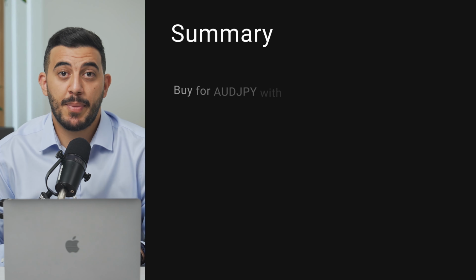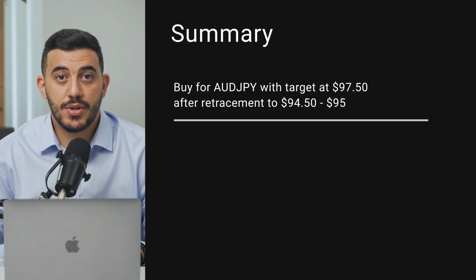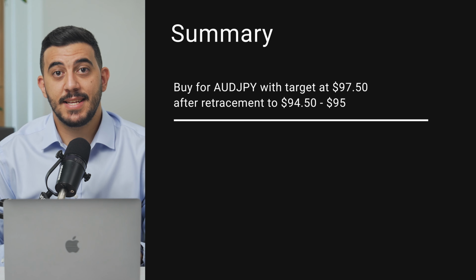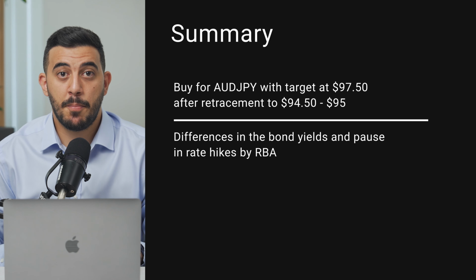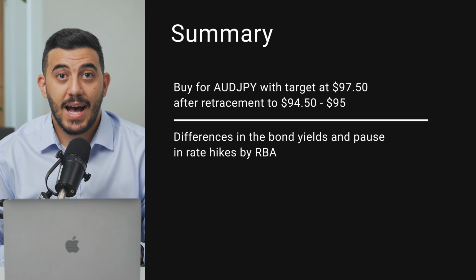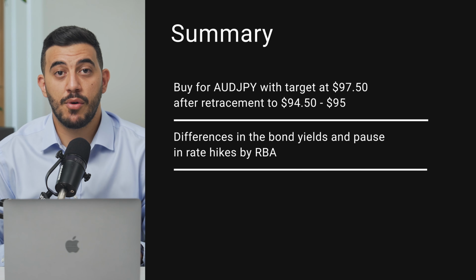So in summary, the trading idea for this week is for a long trade on the Aussie dollar against the Japanese yen pair after a possible retracement move on the daily chart. The narratives behind this is the differences of the 10-year bond yields of Australia and Japan, as well as the strength of the Aussie dollar after the pause by the Reserve Bank of Australia.